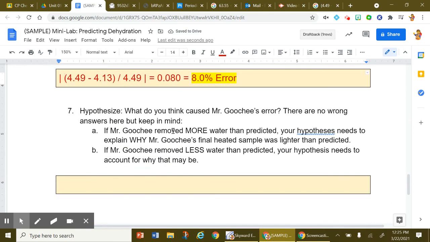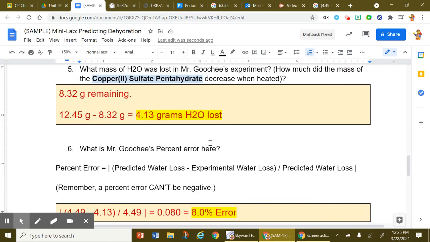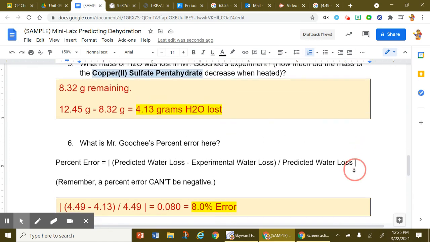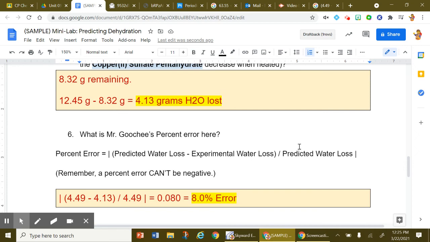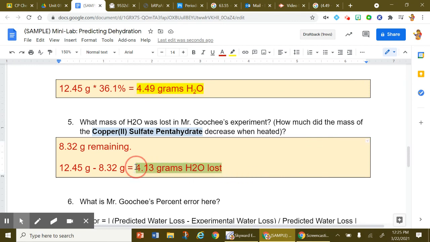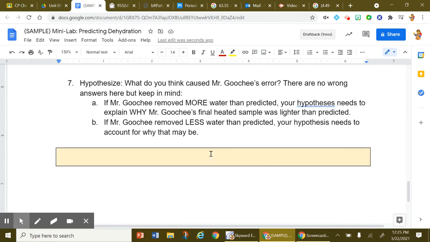Now you got one last question here. Hypothesize. What do you think caused Mr. Gucci's error? Now, if we removed hypothetically more water than we predicted, what might have been the error here? That's not what we got here. We predicted we would remove 4.49 grams of H2O. We only removed 4.13 grams of H2O. So what do you think caused that? Why was I unable to remove all the H2O? Hypothesize what caused the error.